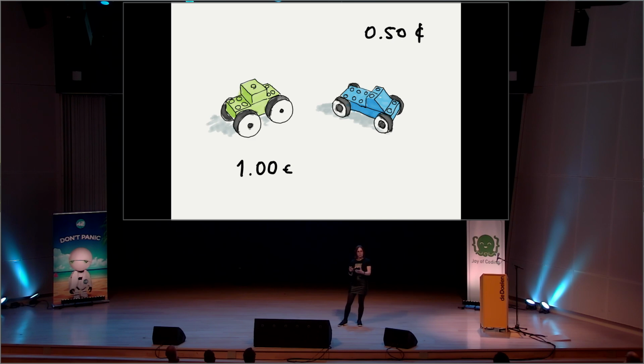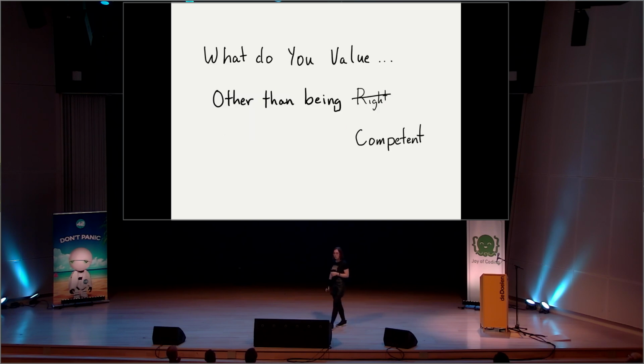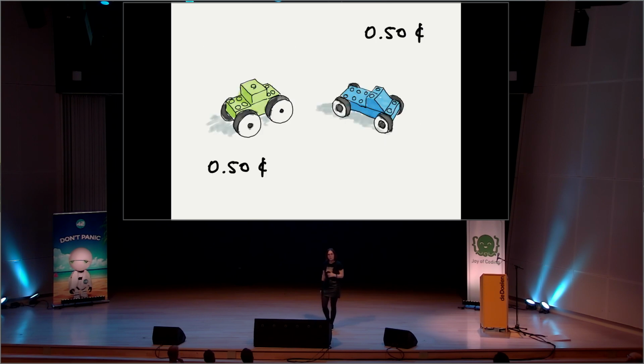So one thing they tried was give them a really hard math problem before they build the car, and then see what happens. Well, then the price of the car goes up. Okay. Well, what if you ask them a certain question? What if you ask them, what do you value other than being competent? And get them to list that. Things that they value about themselves, other than being competent or being right. Then the car prices become the same. That's interesting. Why are we so hung up on the idea of being competent? What is so scary about being wrong?